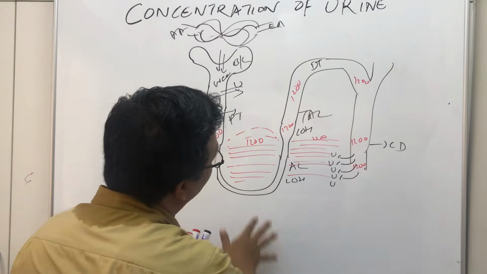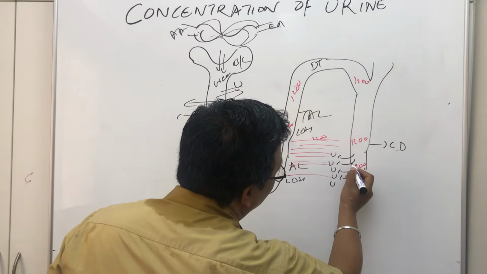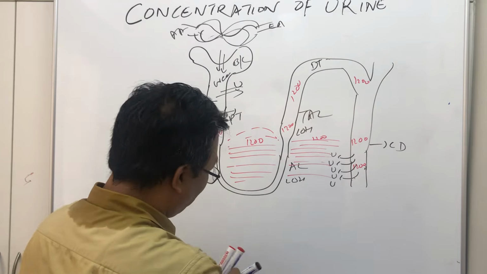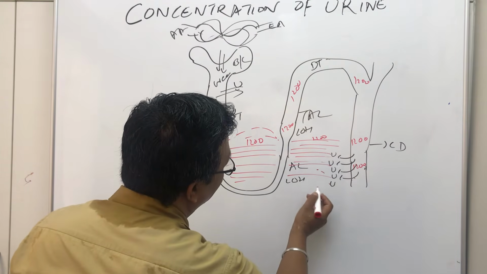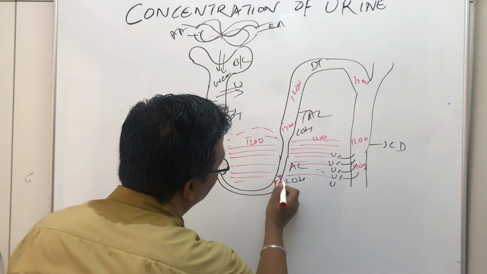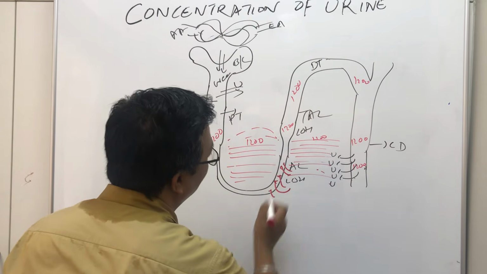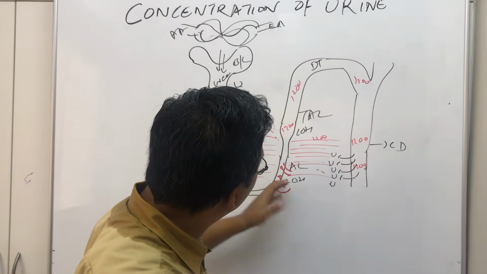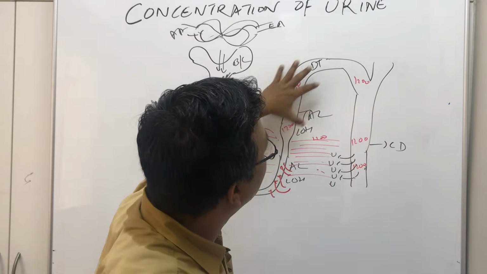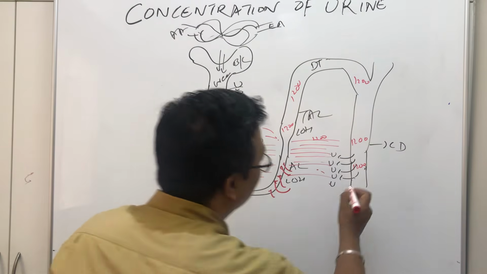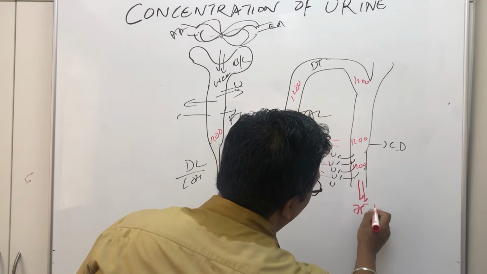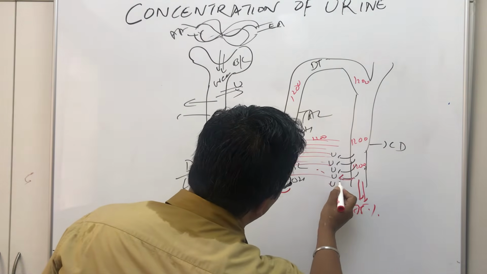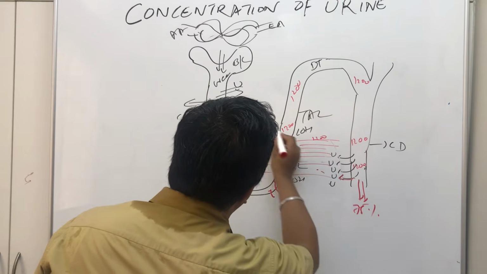Whatever urea is coming to the tube, most of the urea is reabsorbed here in the collecting duct, and so urea comes here and then it will recycle. It is again absorbed here in the loop of Henle. So urea is coming from here, again it is reabsorbed. It is making a cycle. Okay, so 75% of urea is going into the urine, and 25% of urea is contributing to this salt mountain.